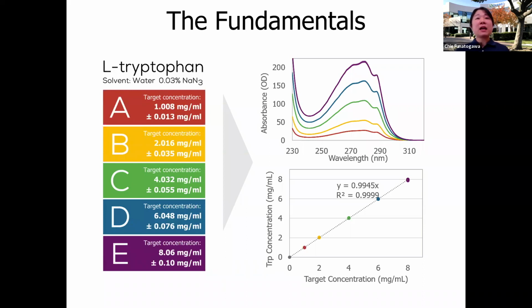You can see here again, we're overlaying in the spectrum in the top right, 16 replicates of absorbance of the tryptophan measurements. And you can see a clear linear trend between the target concentration and the tryptophan concentration that was measured using the Lunatic and Stunner.